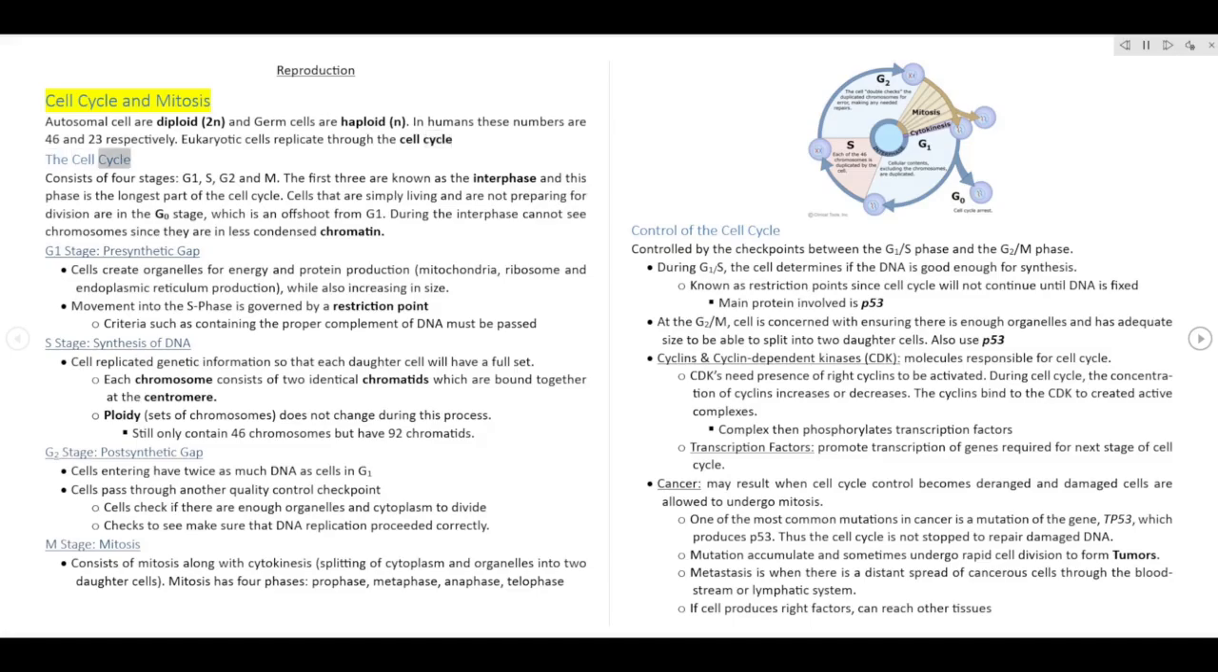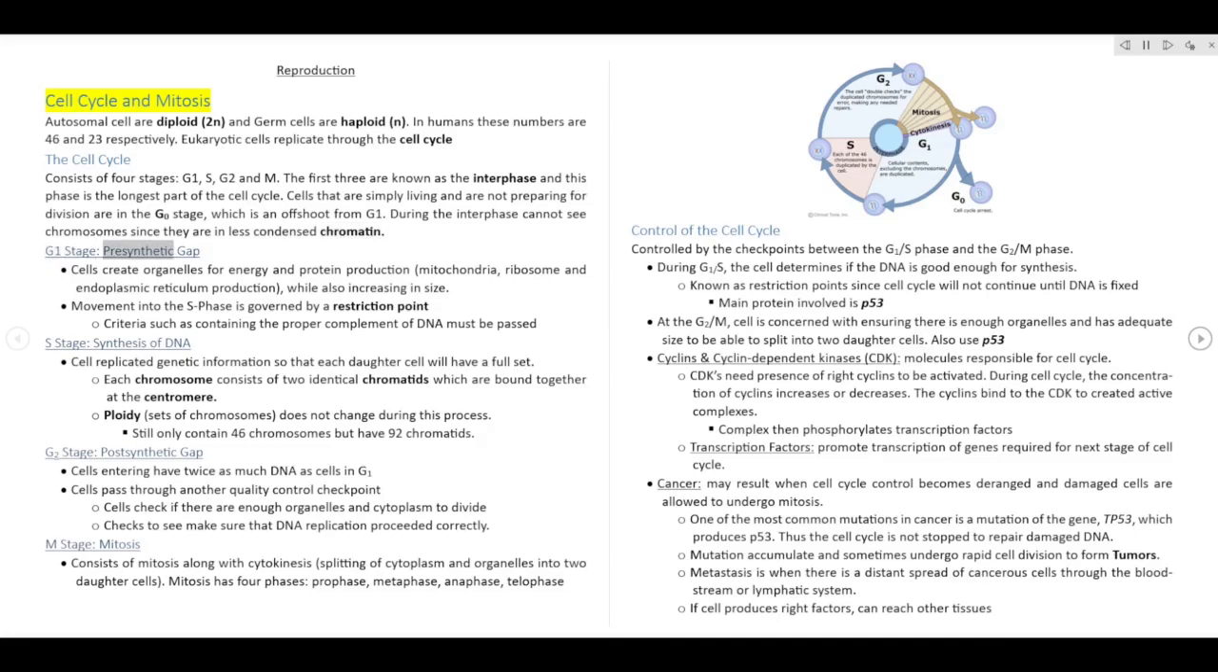The cell cycle consists of 4 stages: G1, S, G2, and M. The first 3 are known as the interphase, and this phase is the longest part of the cell cycle. Cells that are simply living and are not preparing for division are in the G0 stage, which is an offshoot from G1. During the interphase, you cannot see chromosomes since they are in less condensed chromatin.